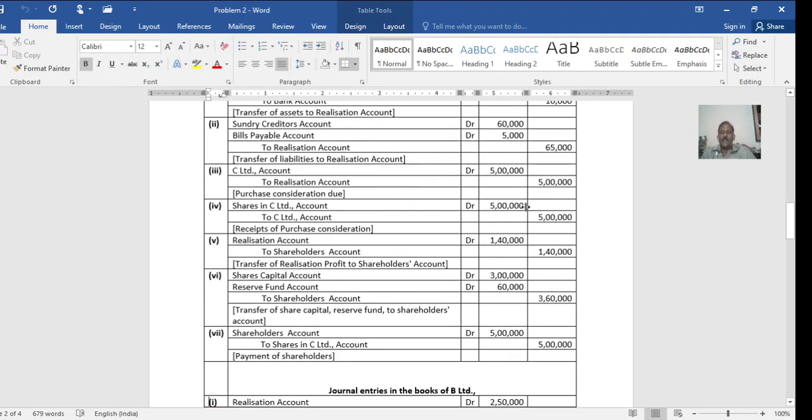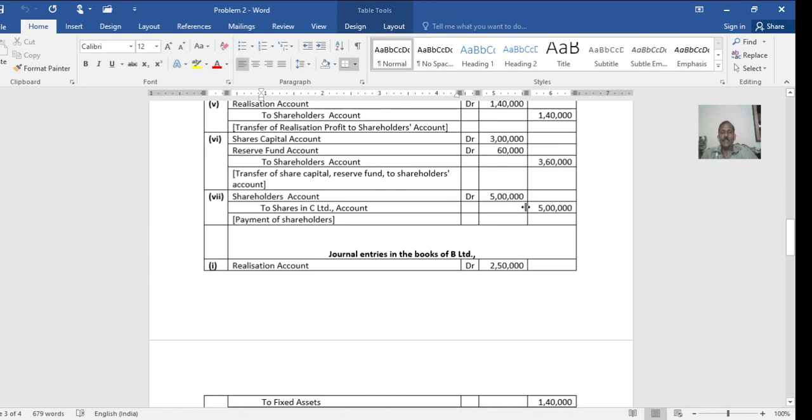See, when you prepare, shareholders account has to be prepared in rough. Say in the credit side, in the shareholders account it will appear like this: by share capital 3 lakh, by reserve fund 60,000, by realization 1,40,000. So 5 lakh total due. Then it is paid in the form of shares purchase. So shareholders account, shares in C Limited account. In the fourth entry, you have debited shares in C Limited, now that is closed.